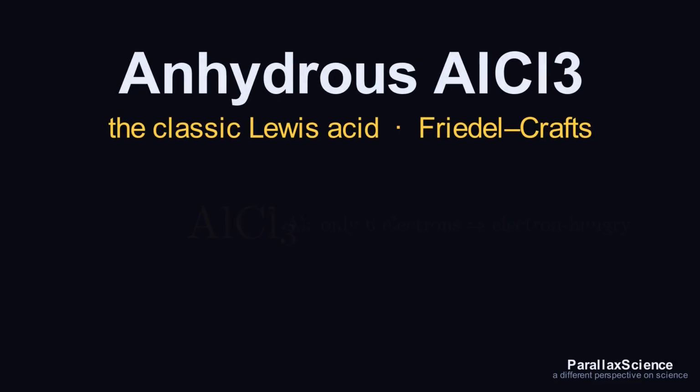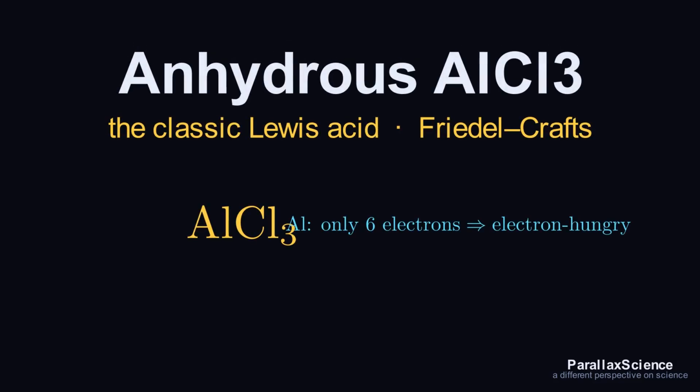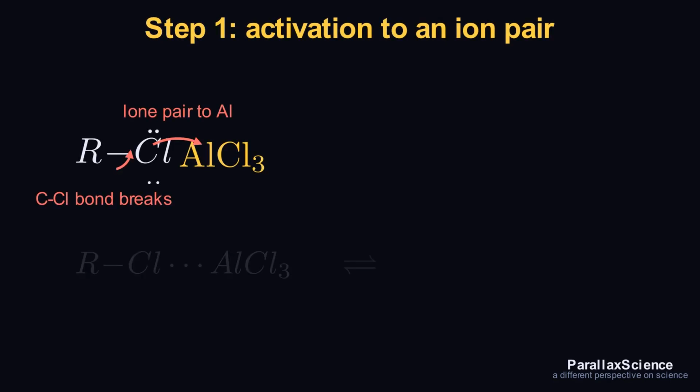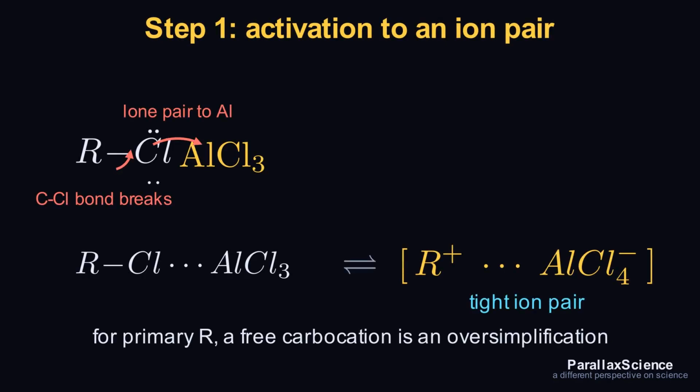Our first reagent. Anhydrous aluminium chloride, the classic Lewis acid. Its aluminium has only 6 electrons, desperate for a lone pair. Handed an alkyl halide, the chlorine donates a lone pair to aluminium, the carbon-chlorine bond breaks, and we get a tight ion pair. A carbocation paired with tetrachloroaluminate. For a primary halide, a completely free carbocation is an oversimplification.